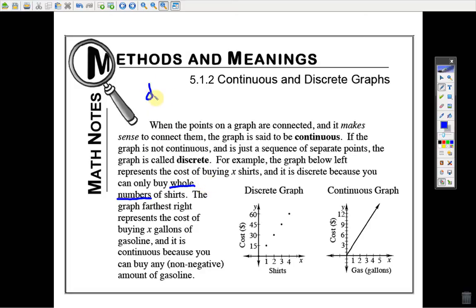So discrete variables come in whole units. And continuous variables can have fractions of units or decimals of units, right?